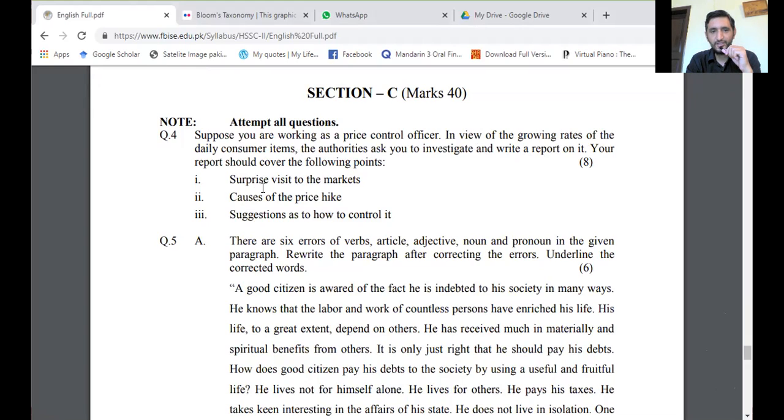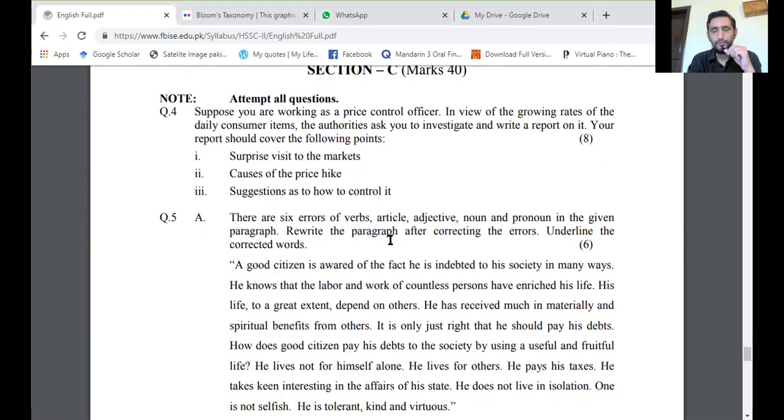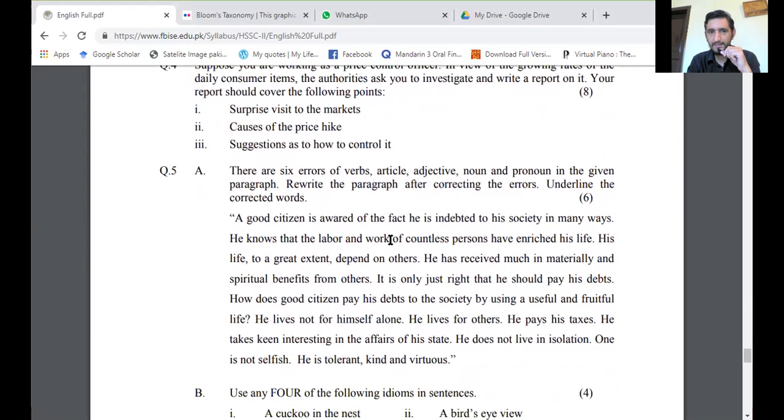So your report will cover a surprise visit to the markets. You'll say that I had a raid, or I visited the markets as a surprise visit. And there, what did you see? You saw the prices of commodities skyrocketing. So you'll discuss the causes of the price hike, what caused these price hikes, and suggestions as to how to control it. How will you control it? Or what are the suggestions? A report basically covers the introduction part, the analysis part, and the suggestion part. We'll teach you how to write a report in the class.